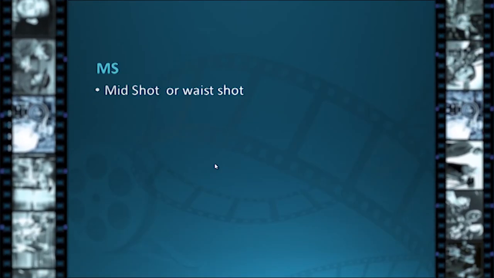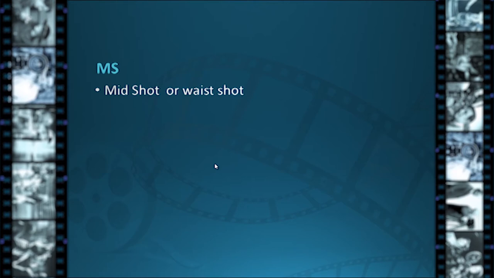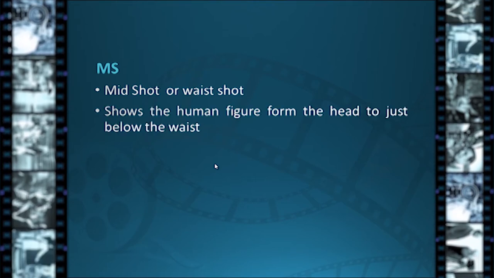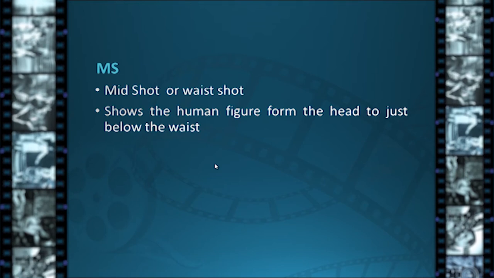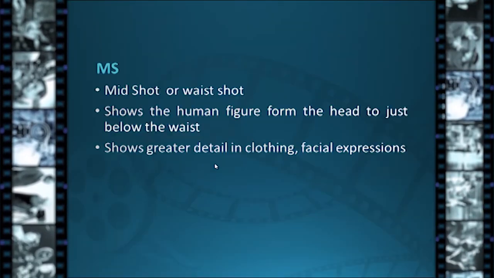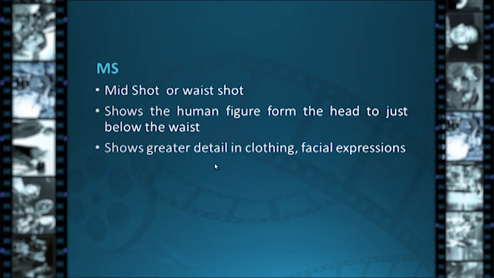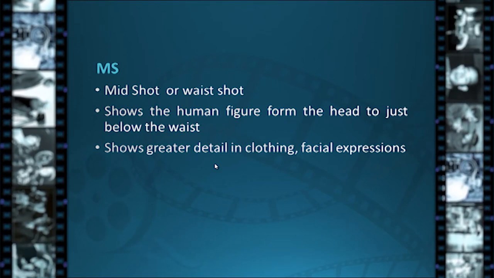Now, we'll talk about the next shot size, which is the mid-shot. The mid-shot is also known as a waist shot. It is known as that because this kind of composition frames the human figure from the head to just below the waist. Again, we have moved much closer to the character. What does it do? It brings you more detail than what you saw in the mid-long shot.